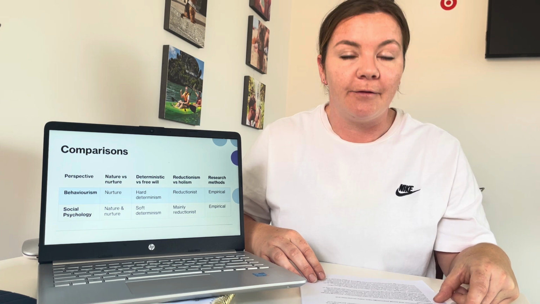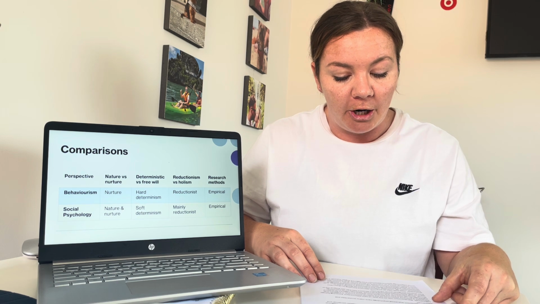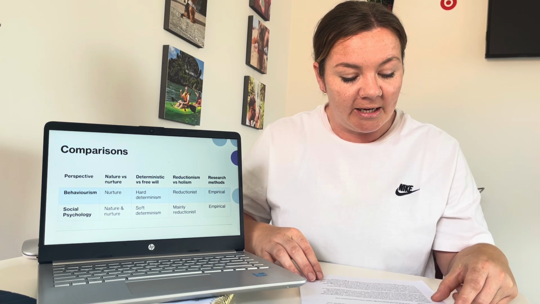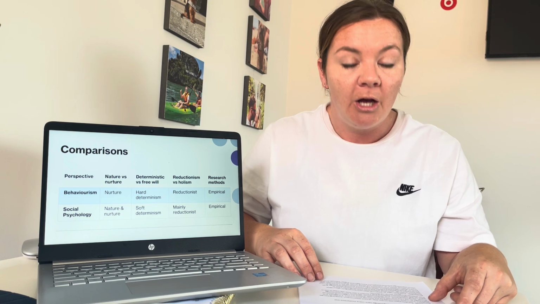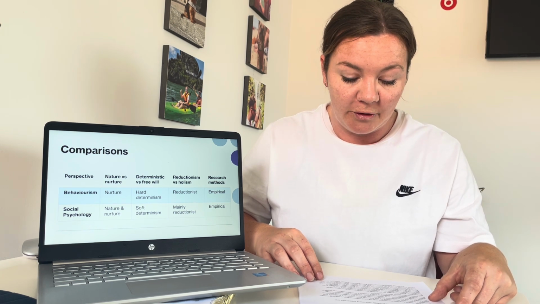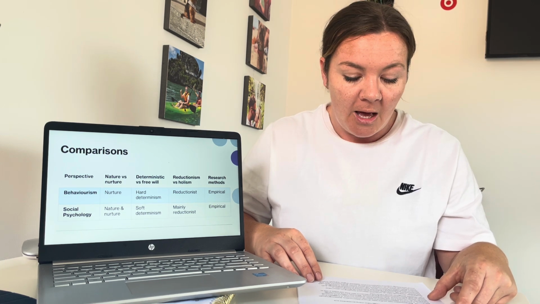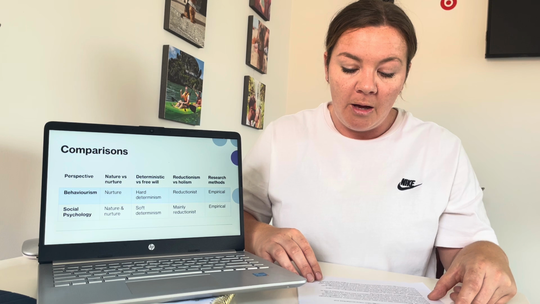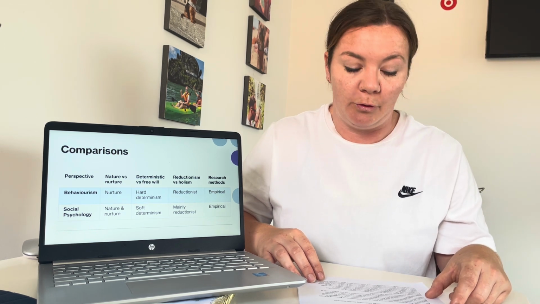Behaviourism lies on the side of hard determinism, believing human behaviour is primarily determined by the external environment. It suggests that individuals do not have free will, that actions are triggered by physical stimuli, social interactions, and reinforcements. Whereas social psychology leans on soft determinism, believing that a person's own free will plays a role in their choices alongside environmental and social influences.